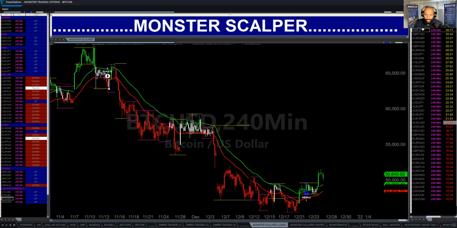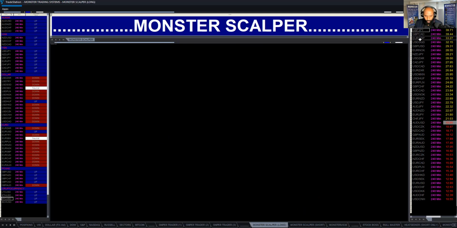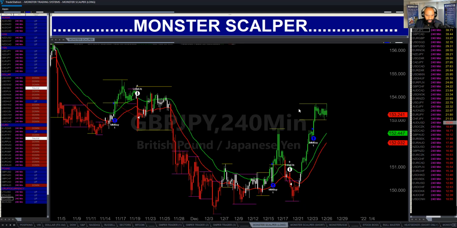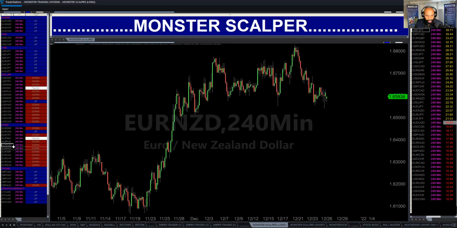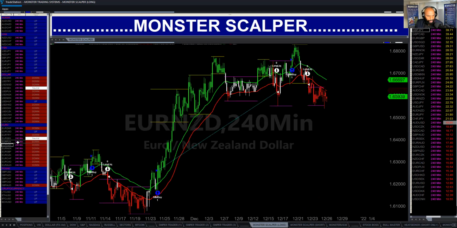We are starting to see a move in the yen pairs. So the yen pairs right here are trying to make a move to the upside. That's perhaps the best opportunity right now, long. As far as short, there are some opportunities, but we always want to stay with what's trending up here. So the pound yen is right here.